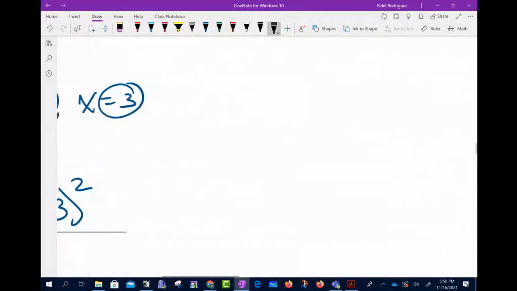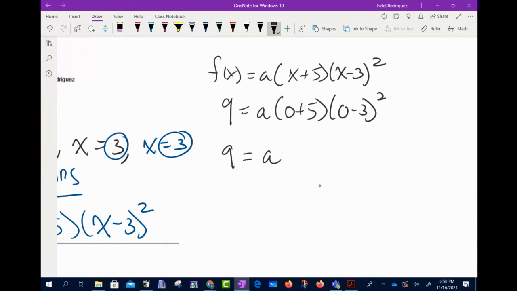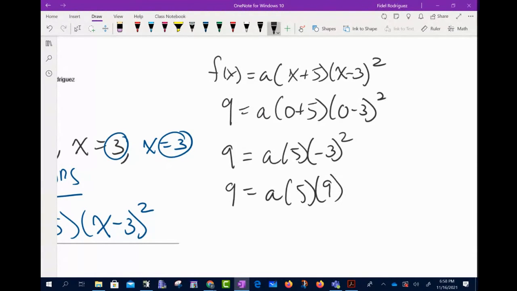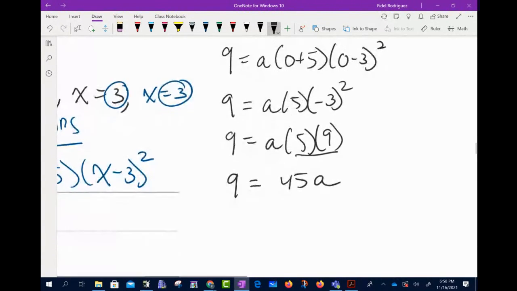So what am I going to do? I'm going to come back over here, and I'm going to put 9 equals a times (0 plus 5)(0 minus 3) squared. 9 equals a, 0 plus 5 is 5, 0 minus 3 is a -3, but that's being squared. Okay, so this is still a 5. -3 when I square it is a +9.